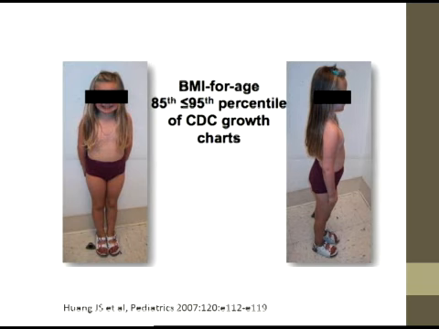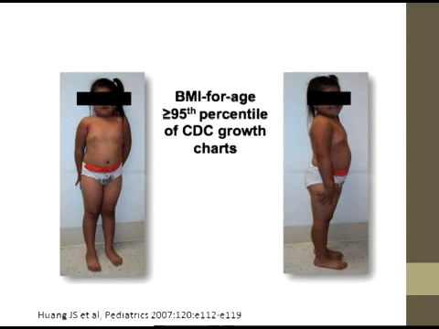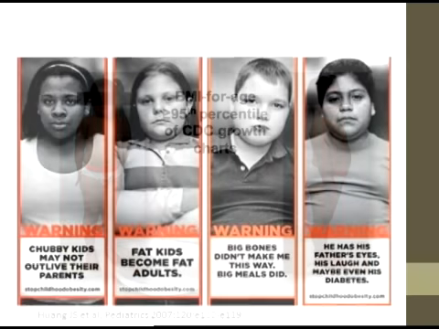This is a child that is overweight, according to the CDC growth charts. So greater than the 85th, but less than the 95th percentile. I don't know if I would see this child and think of her as overweight. And finally, this is a child that's greater than the 95th percentile, so of course is considered obese. Maybe if I saw her, I would think overweight, obese, not necessarily.